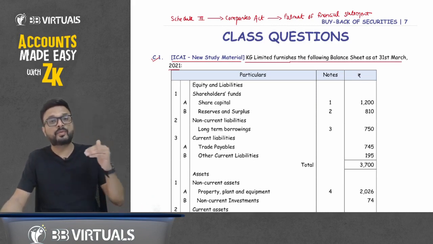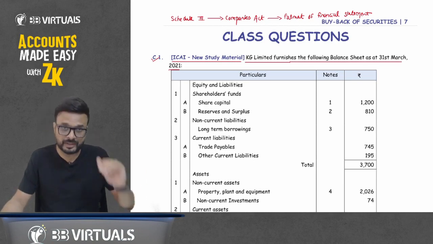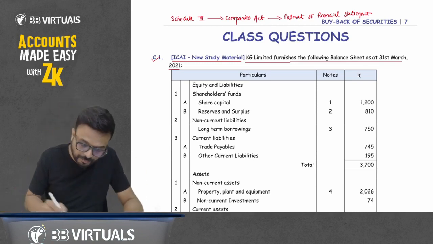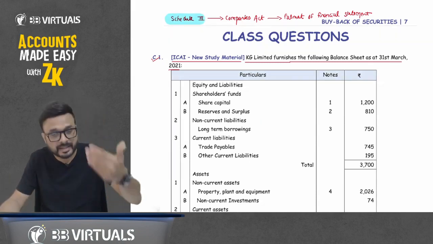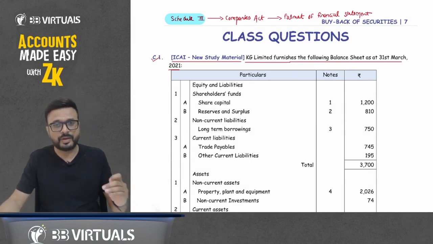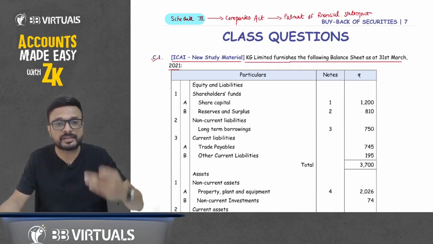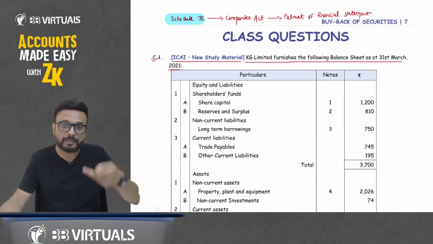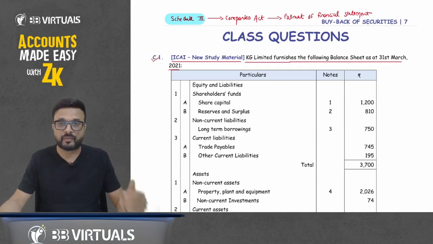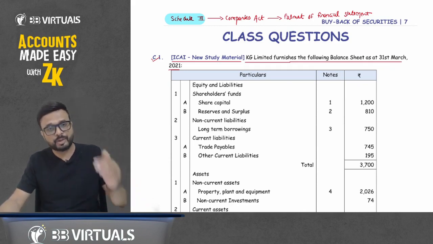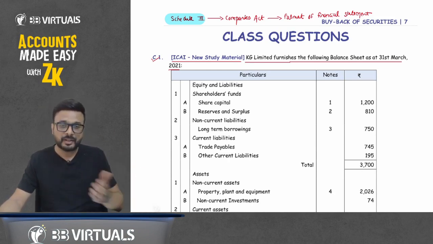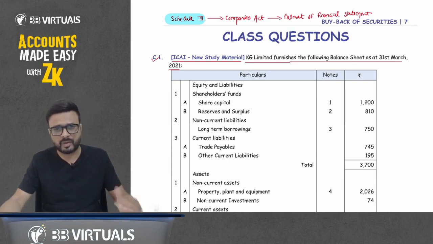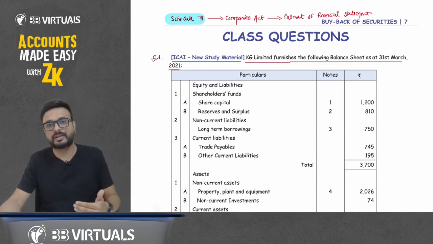Here, Schedule 3 of Companies Act talks about the format of financial statement. And that Schedule 3 is a part of the company's financial statement chapter. In the next chapter, we will discuss in detail what this Schedule 3 is, how we prepare it, and what its format is. It covers the format that should be followed by a company, the format for profit and loss account, the format of balance sheet.